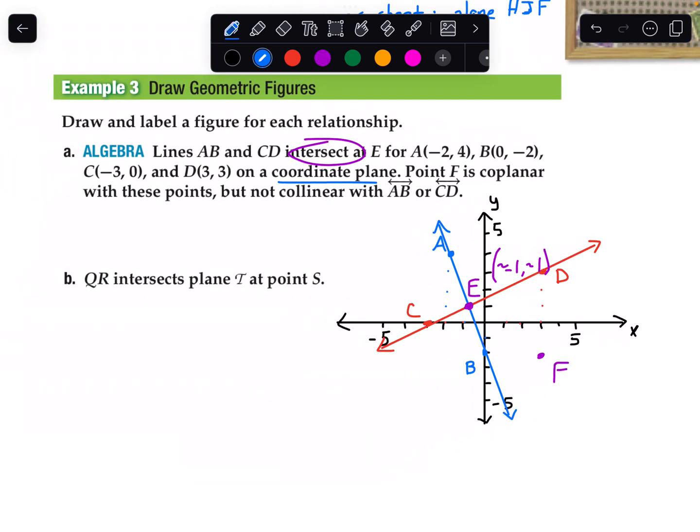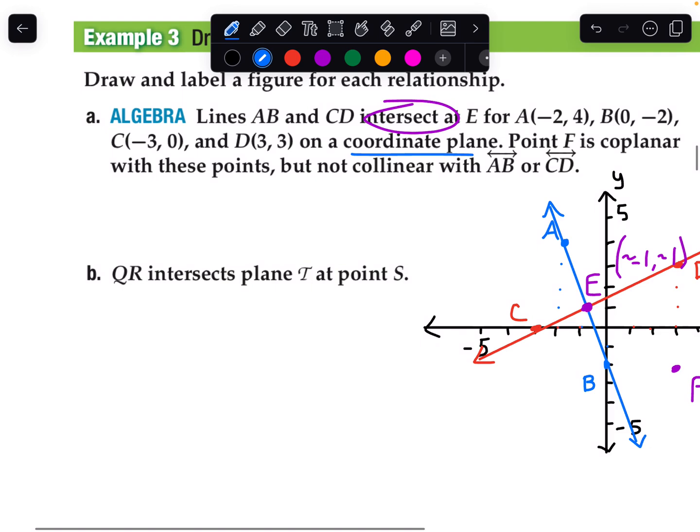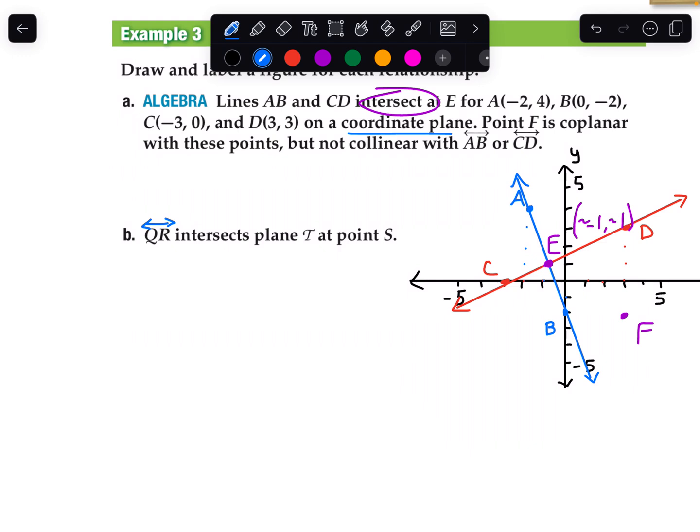Okay, and for part B, QR intersects plane T at point S. There is no symbol given unless I accidentally cut it off. So I'm just going to assume that's going to be line QR. Let's create a plane. You know what? Let's go really wild. Create a more vertical looking plane. Why not? Just do something different.